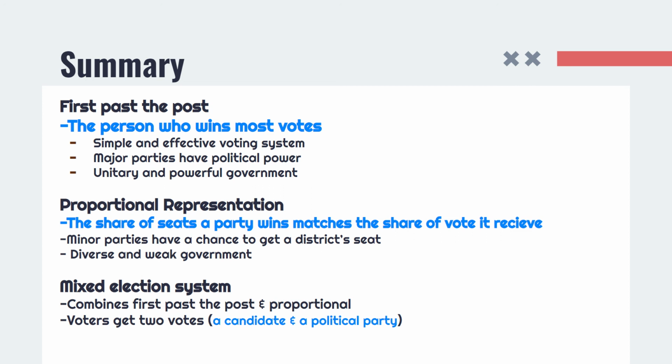A mixed electoral system combines a plurality voting system with an element of proportional representation. In a mixed electoral system, voters get two votes, one for a candidate and the other for a party.